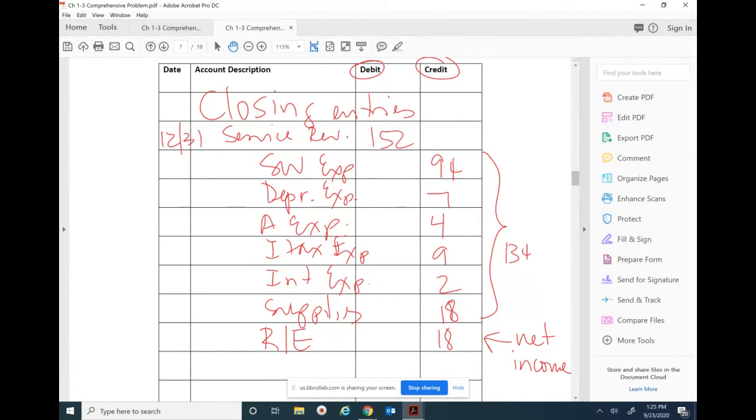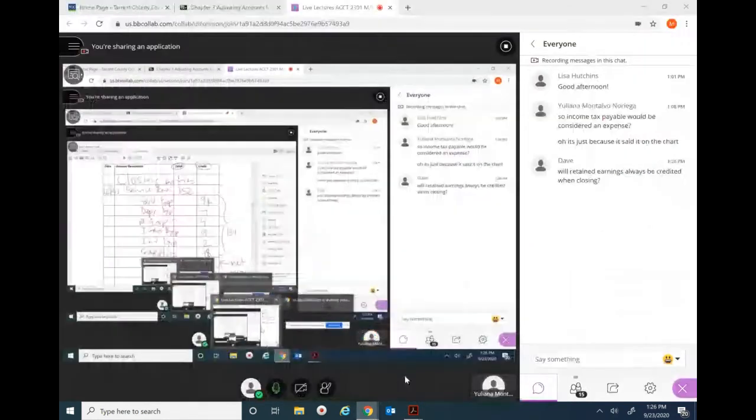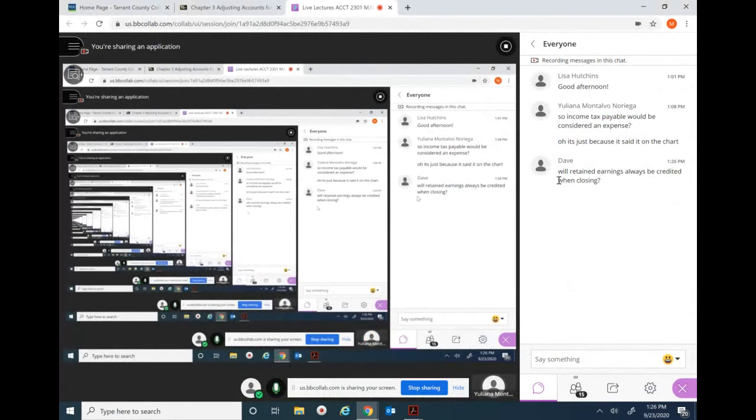Once the closing entries are prepared, we need to put together the post-closing trial balance. So the post-closing trial balance, again, will look at every single account, debit and credit. Every single account's debit and credits will remain the same except for service revenue and expenses. Those balances will be zero. Let me look at the questions. Do we have any questions?